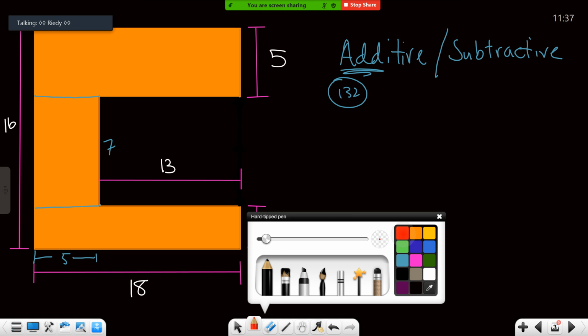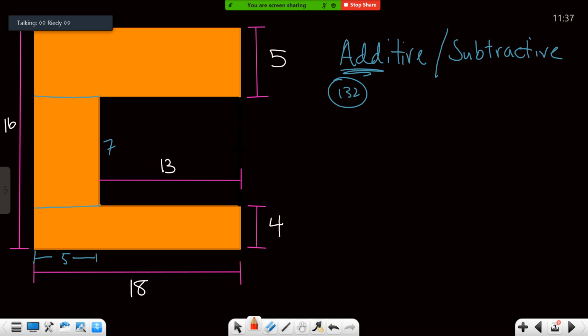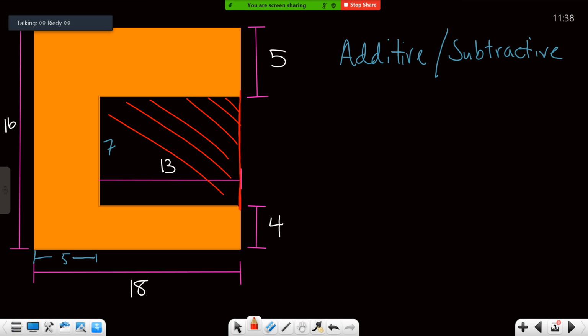I see at least two different ways to solve this. Anybody at home? Brendan, what'd you do? Well, I did 16 minus 9 to get the 7. Good. And then I did 16 times 18. Perfect. Keep going. And then 13 times 7, and then I subtracted that from 16 times 18. Excellent. Okay, so Brendan did what's called the subtractive method. He found the area of the big rectangle, 16 times 18, and then he subtracted this wasted space in here. Just for giggles, Brendan, what did you get for an answer? 197. 197? Okay, good.